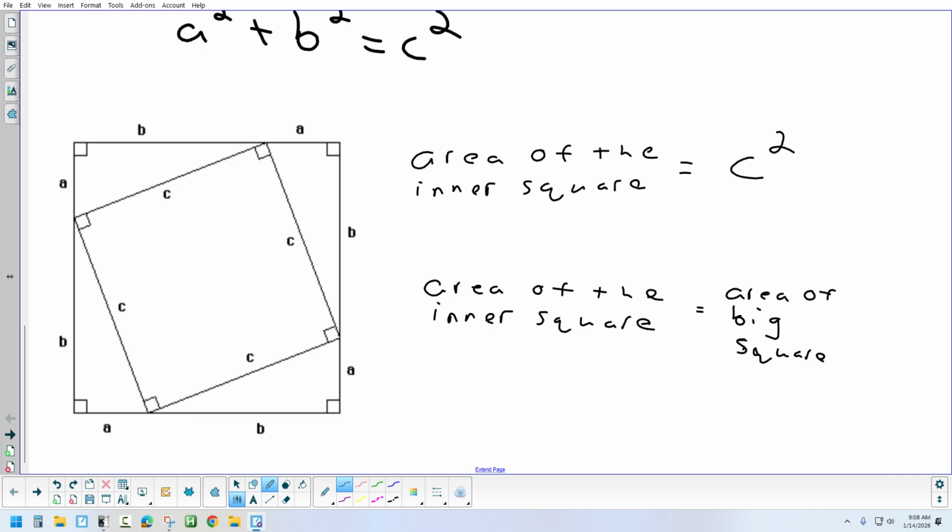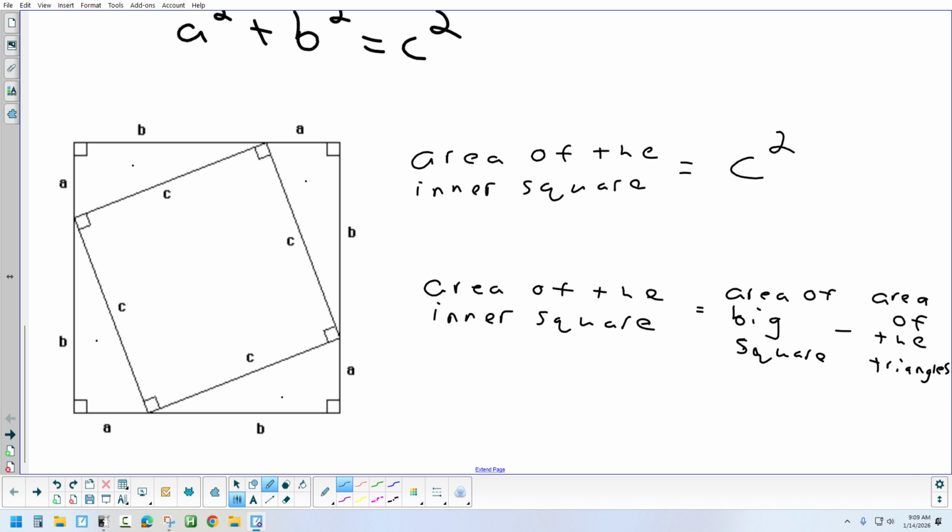And then what would you do after you find the area of the big square? You subtract the area of the rest of the triangles. Yeah, subtract the area of those 4 triangles, and what you'll be left with is the area of the inner square again. So let's try doing that. Let's take the area of the big square and subtract the area of the triangles, of which there are 4.